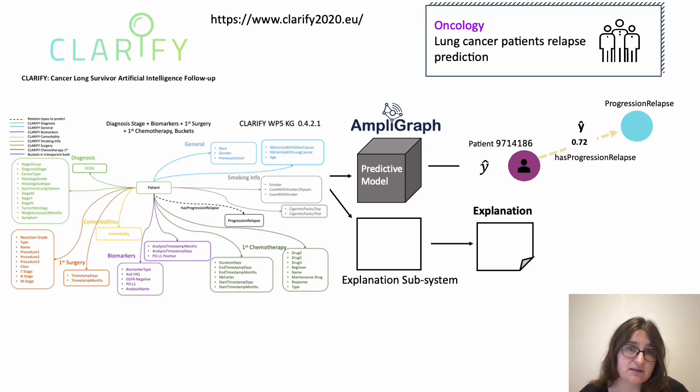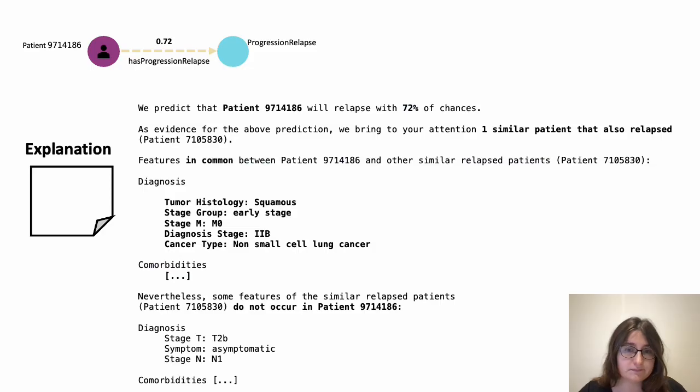What does it mean that patient 9714186 has a probability of 72% of experiencing progression relapse? Like, what is behind this number? We explain this prediction by providing other past examples of patients that also relapsed in the past. So we created these kinds of reports for each patient, and this is an example.